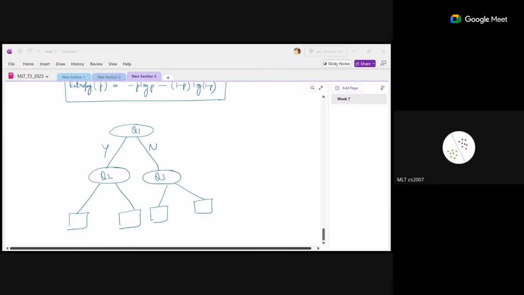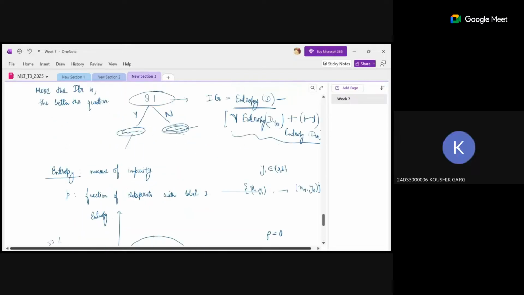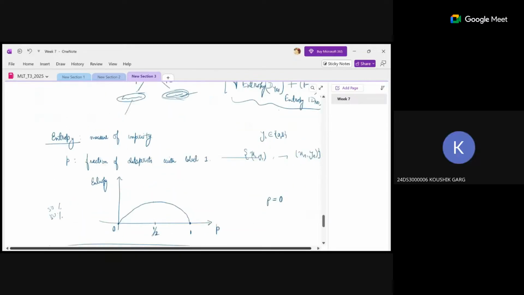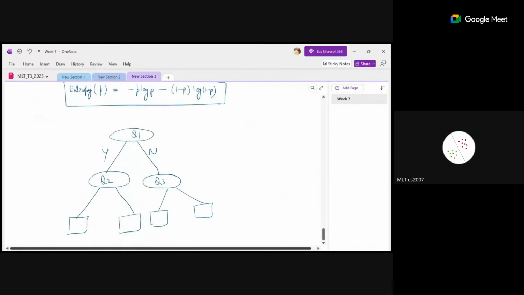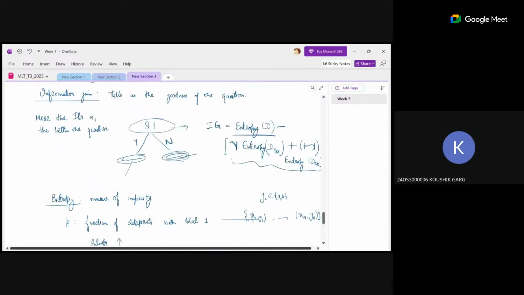So we have to see for our data set. Yes, Kaushik, tell me. Ma'am, in this, the internal nodes are 2 and the leaf nodes are 4. Yeah, so we have two internal nodes, one parent node, and four leaf nodes. Okay, got it. Thank you.